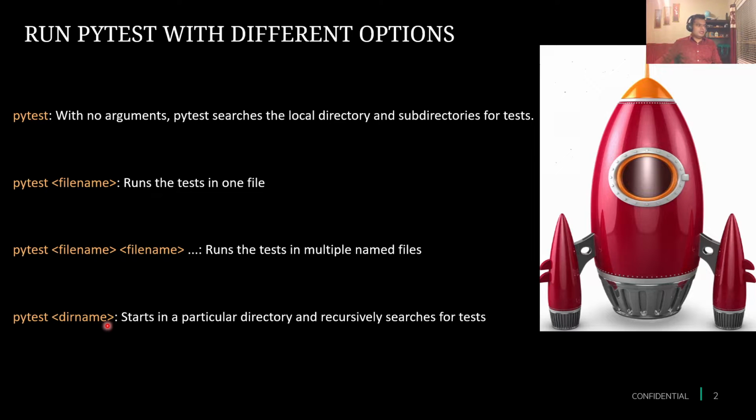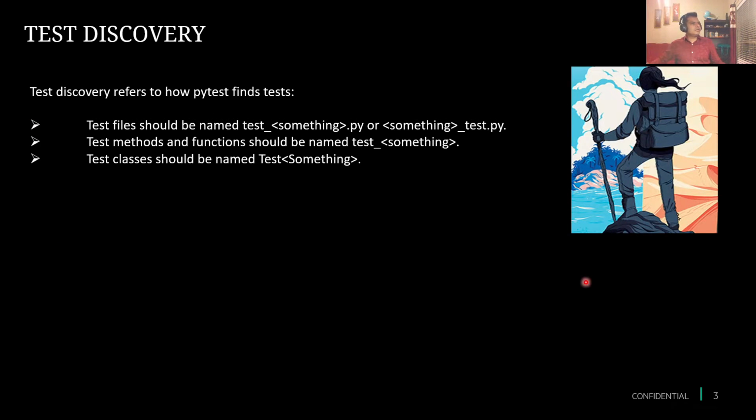The interesting thing to note is if we give the directory name, all the subdirectories or files inside the directory will all be looked at for possible test cases. So PyTest will start with the directory and then it will do the recursive search. That's a very powerful tool and we don't have to do any additional thing to start looking. Let's see how we do the discovery.